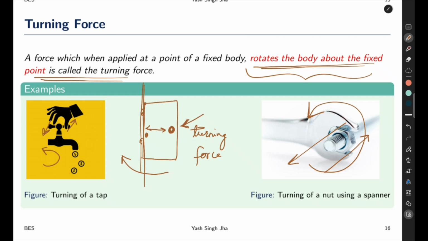Applying a force away from the hinge makes our job considerably easier. So the same force is producing different turning effects, different quantities of turning effects.